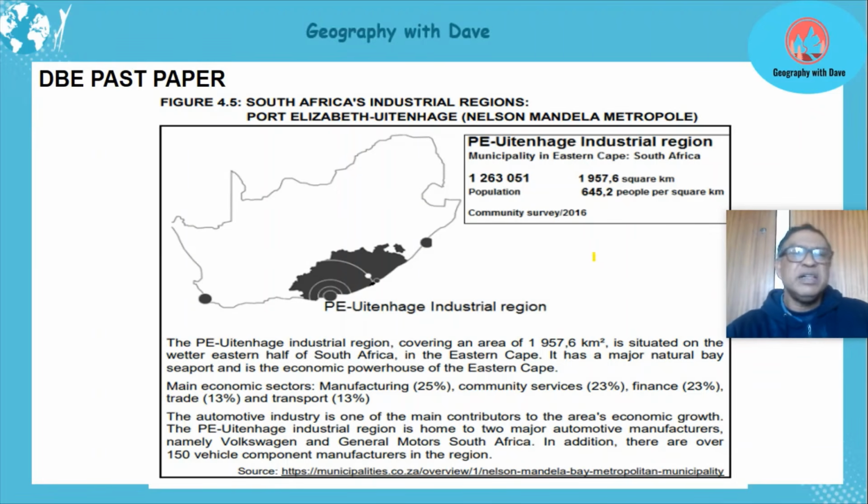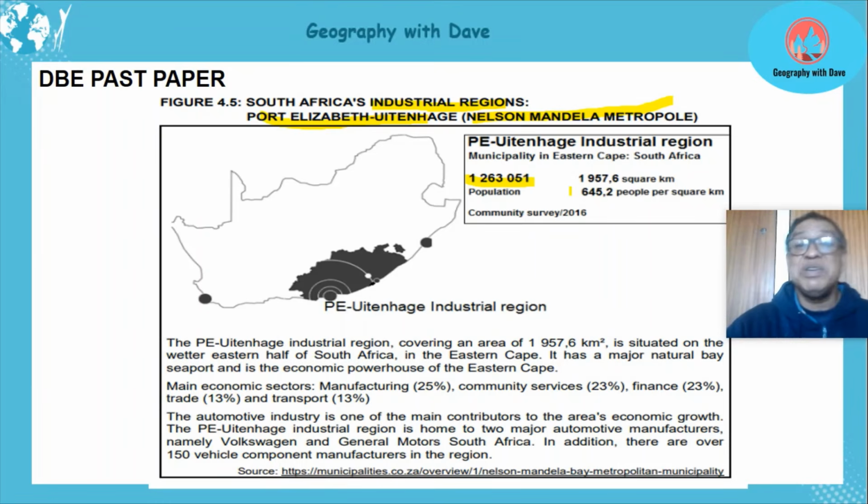This is a little article. There's another word that it's called, but don't worry, I'm going to show you that word just now with a little map information. It says South Africa's industrial regions, the Port Elizabeth-Uitenhage, that's the Nelson Mandela area. It gives us some indication here. Don't forget, read every bit of information. It tells you the population. Can you see it's huge?